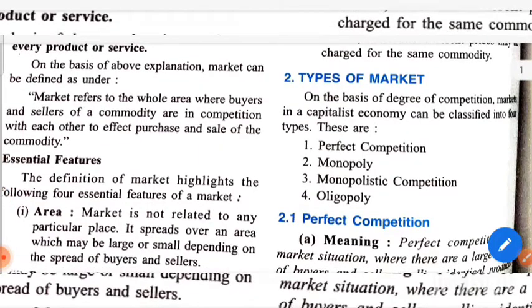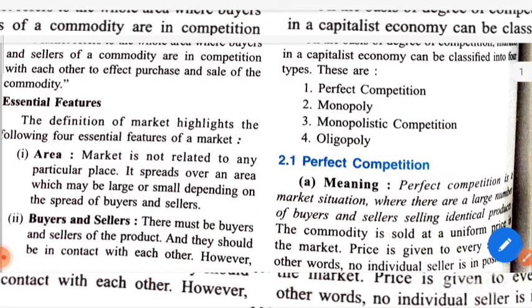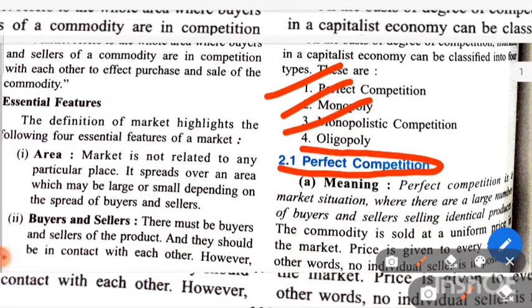Now the next topic is types of market. In types, as I told you, what is in the syllabus? Perfect competition is in the syllabus, monopoly is in the syllabus, and monopolistic is in the syllabus. Now we'll first discuss perfect competition. As we have already discussed what a market is and what the features of a market are, now we'll discuss the meaning of perfect competition.